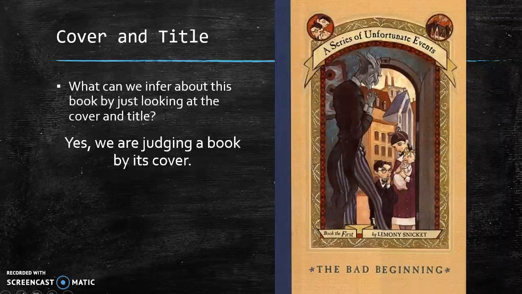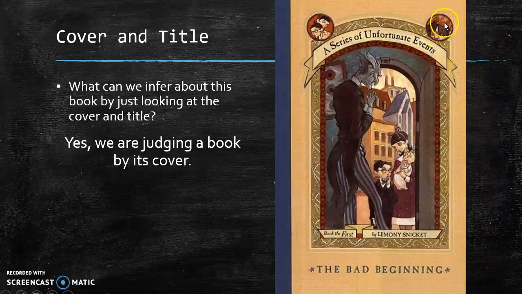So, what can we infer about this book by just looking at the cover and title? Yes, we are judging a book by its cover. So, by looking at the picture over here, the cover, what can we conclude? Well, I see three little kids. Looks like she's the oldest. He must be in the middle, and this is a baby, so I'm assuming she would be the youngest child.